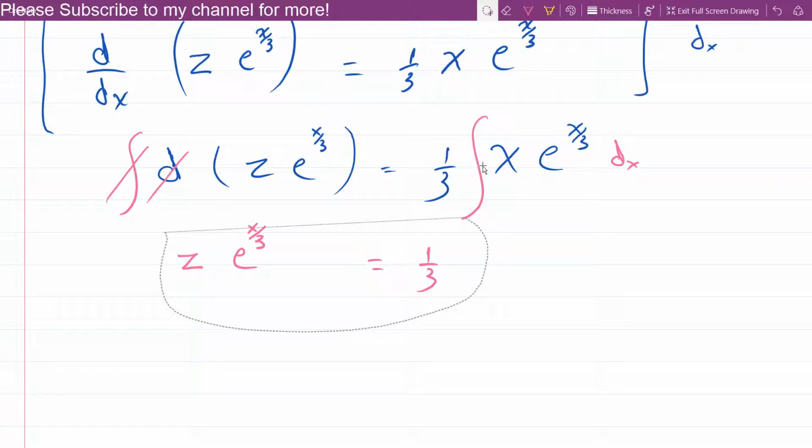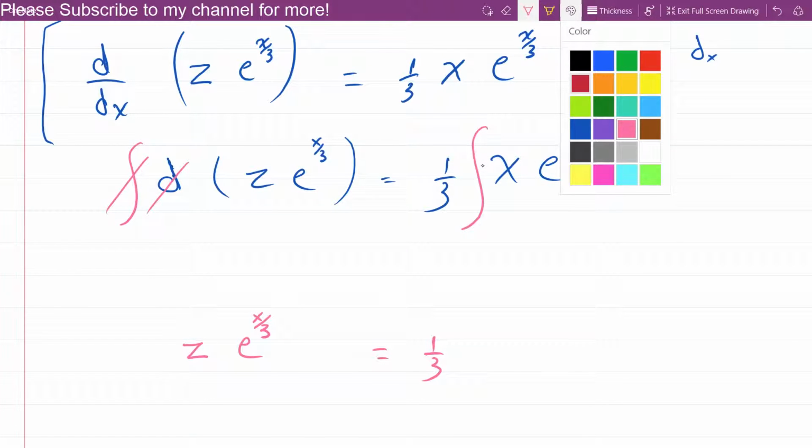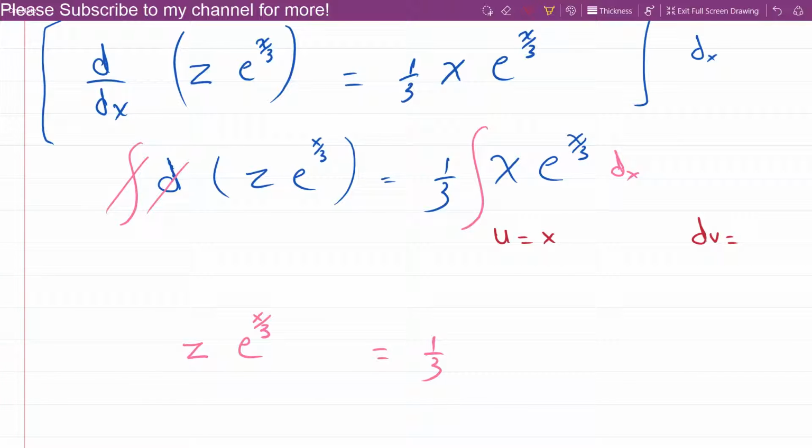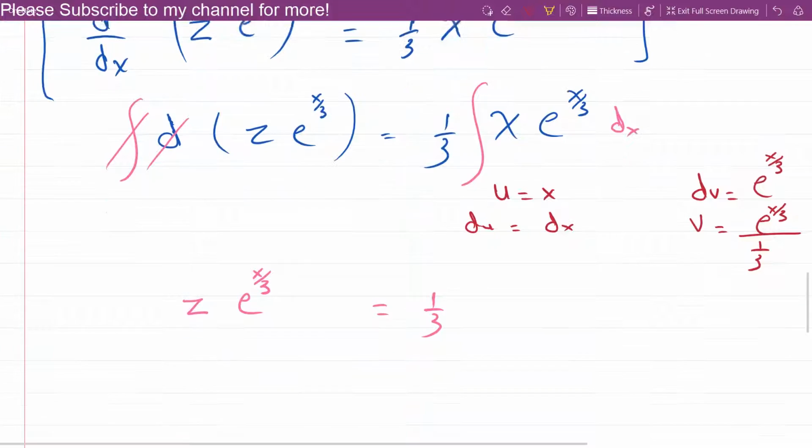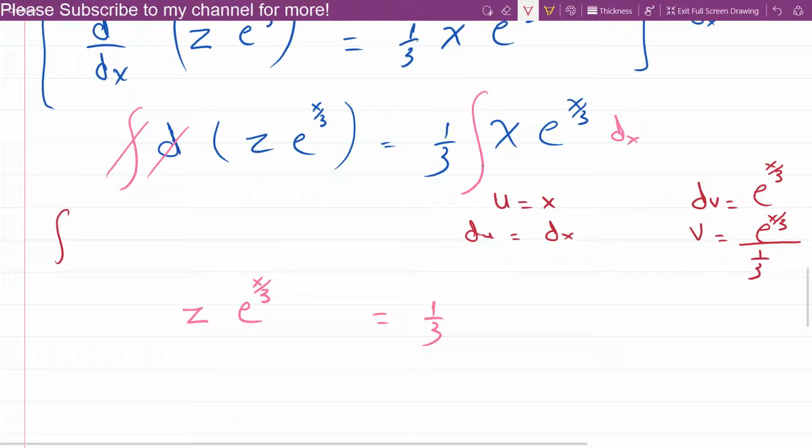So this is integration by parts. I will call u to be x and dv to be e to the x over 3, which means du will equal 1 dx, and v, the integral of e to the x over 3, is the same, divided by the chain rule, which is 1/3. And of course, integration by parts says that the integral of u dv equals uv minus the integral of v du.